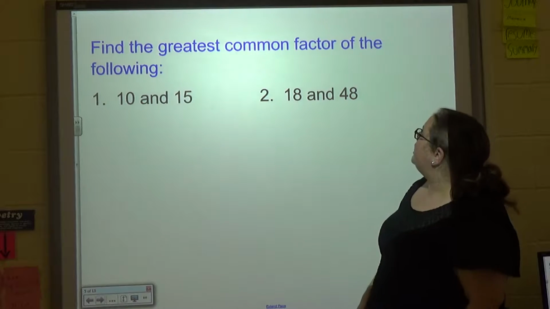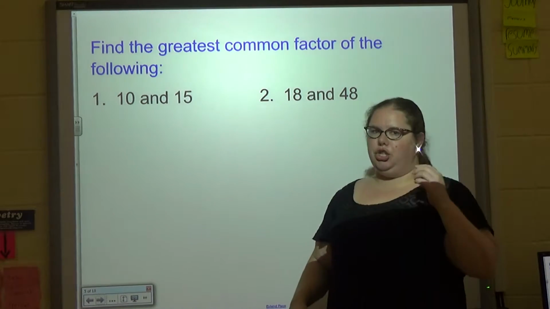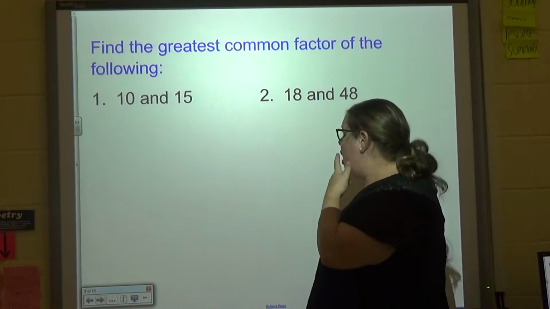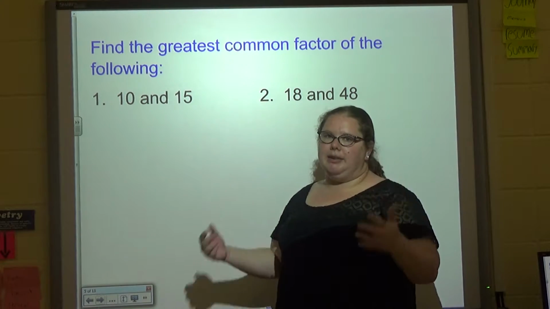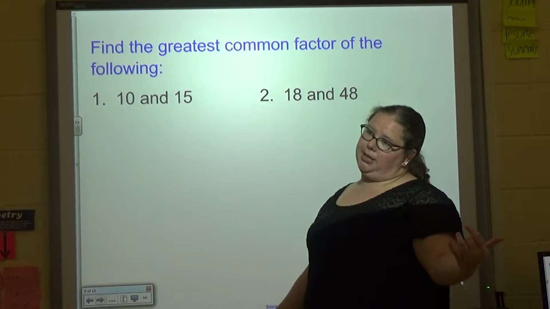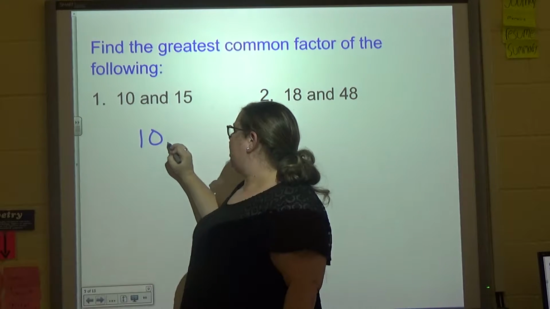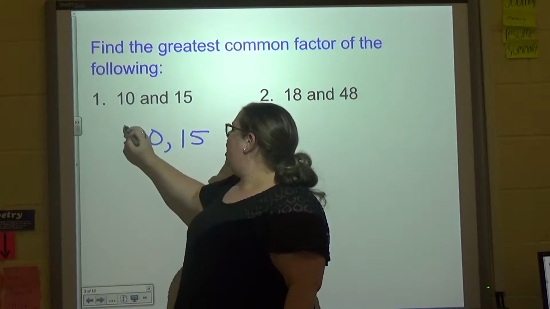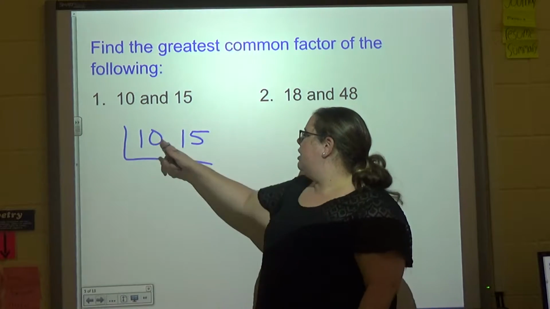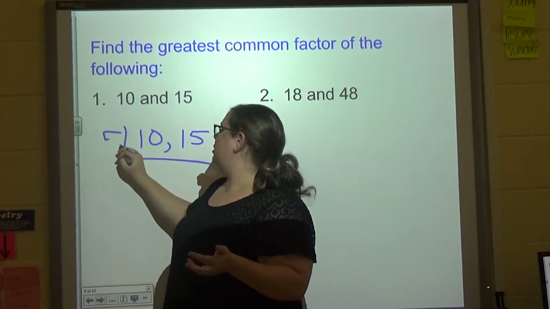Alright, find the greatest common factor of the following. 10 and 15, this one should shoot right out at you. What numbers divide into 10 and 15? Now I see a lot of students, there's lots of methods to do this. I'm going to show you my method, which of course is mine, so I like it. What I do is I have my students write 10, 15, and then I say to them, pick any number that divides into both other than 1. Does anything divide into both 10 and 15? And I know 5 does.